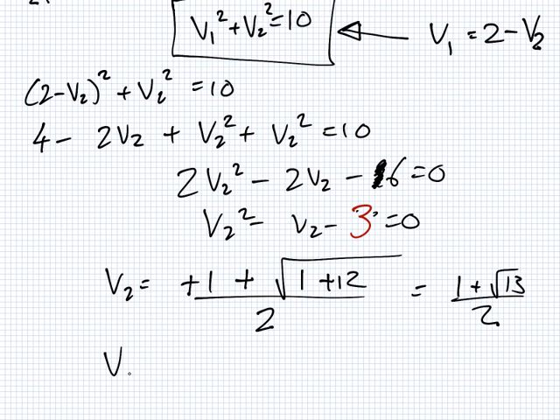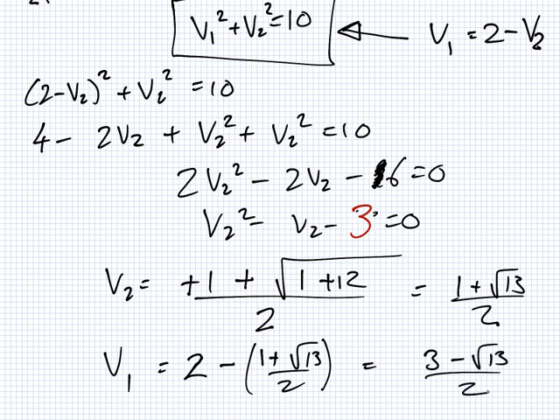And then how can I easily get V1? 2 minus that. So it'll be 2 minus this answer. And I'm sure that will be negative when you calculate it. Let's see. 4 over 2. Is that 3 minus root 13 over 2, I think. So these are my two velocities. Yeah? Give me a question.